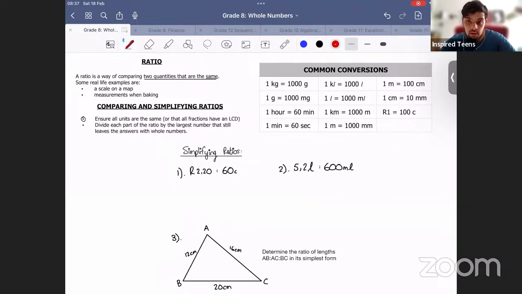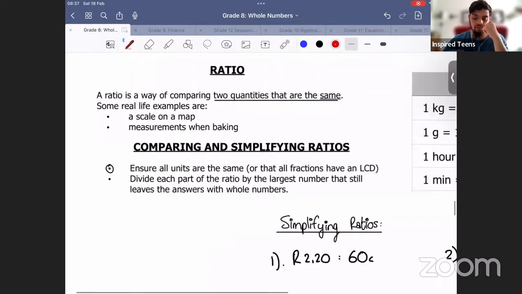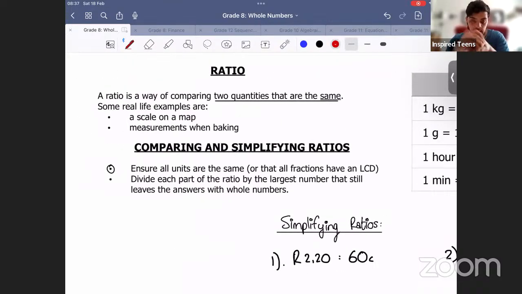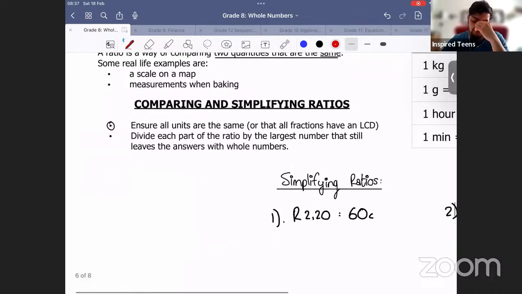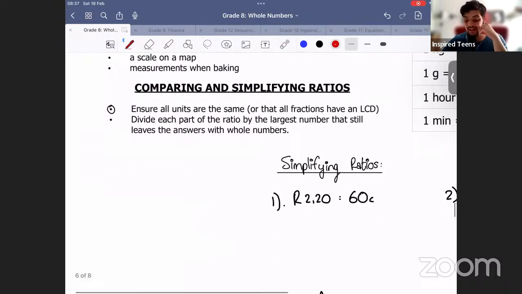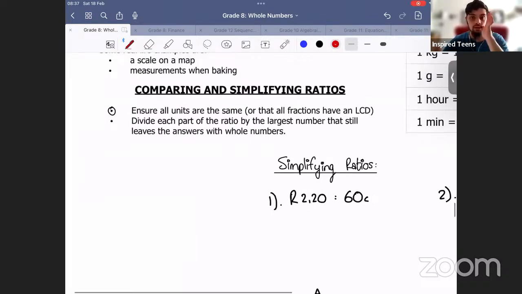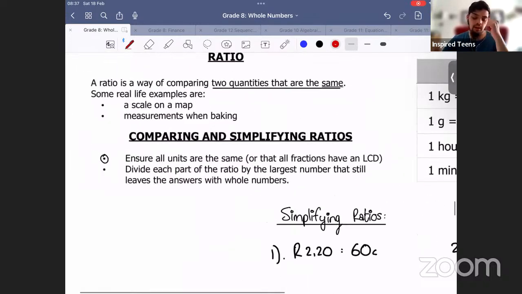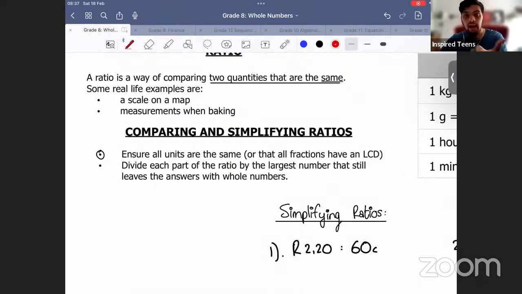Okay, let's look at rate and ratio. The first thing we're going to discuss is ratio. A ratio is a way of comparing two quantities that are the same. When comparing and simplifying ratios, ensure all units are the same, or that all fractions have the lowest common denominator, and divide each part by the ratio of the largest number. So basically, a ratio is a way of comparing two quantities that are the same.